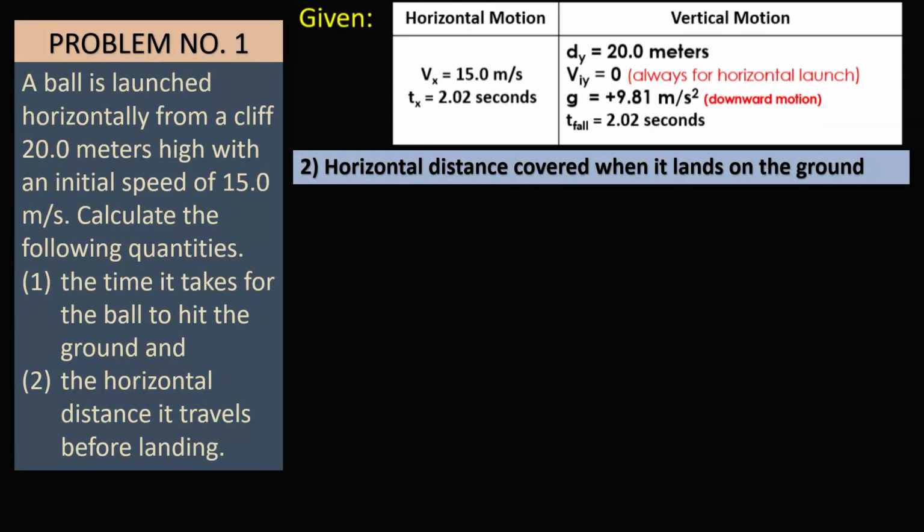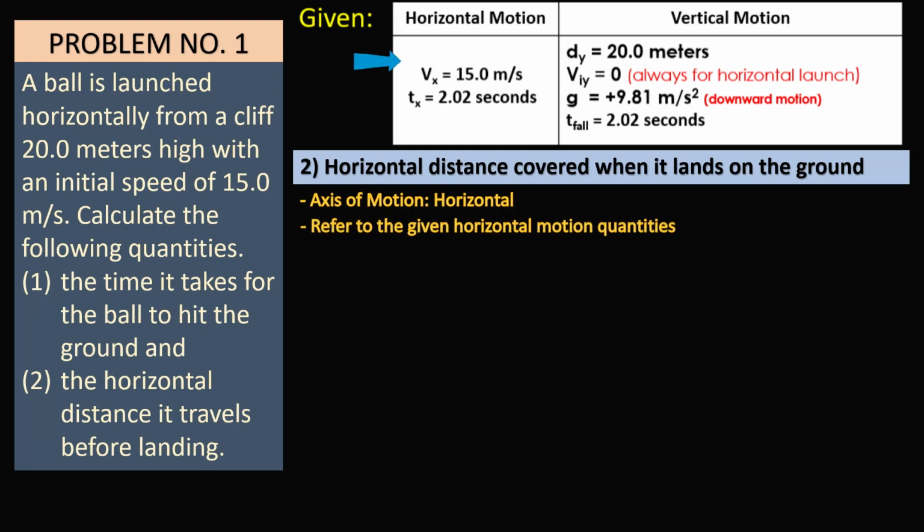Question number 2 is asking for the horizontal distance, so we will use the horizontal quantities. Take note here that we already included the time from our calculation in number 1. The time of fall is just the same time for the object to travel horizontally and land on the ground.